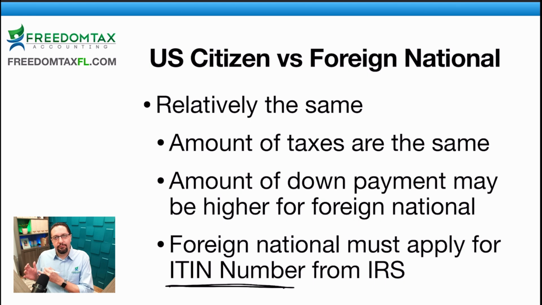But if you are a foreign national, then you cannot apply for a Social Security number. So the government has a number called the ITIN number, which is a tax identification number for an individual that cannot apply for a Social Security number. So that's one of the main differences between buying real estate as a US citizen and a foreign national.